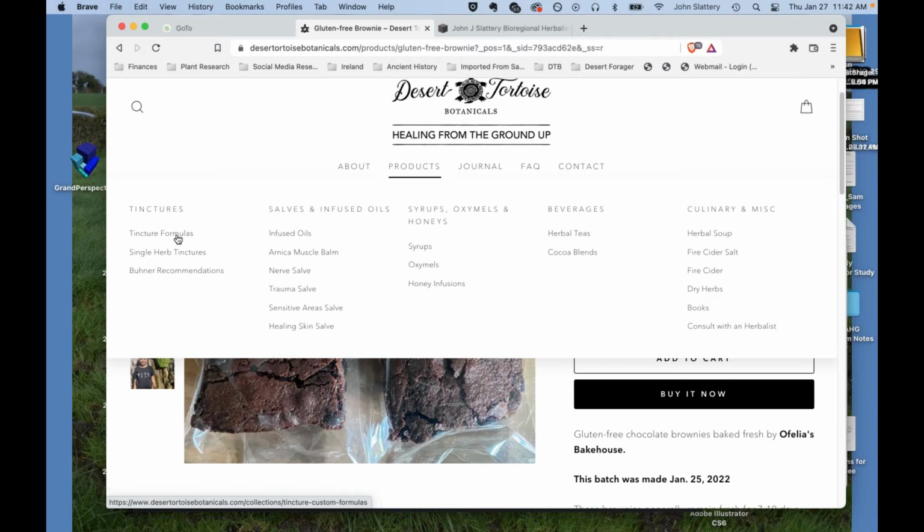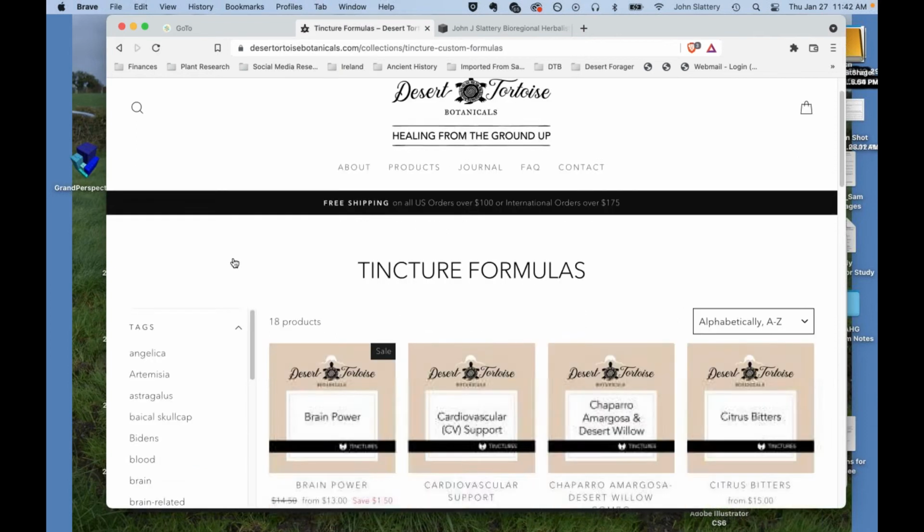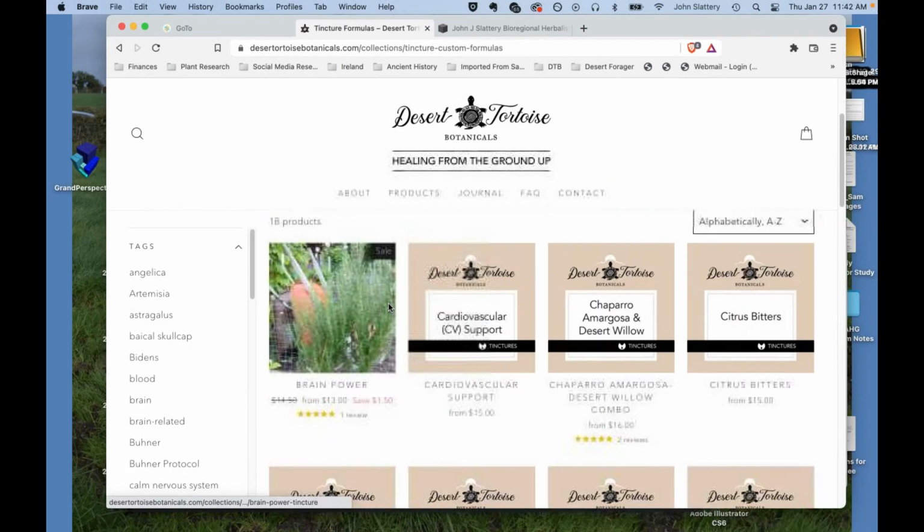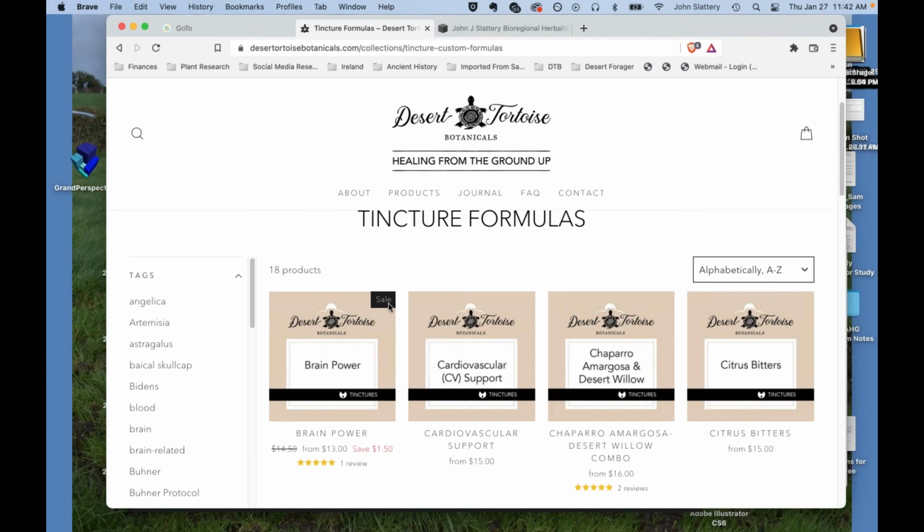Those are available for a limited time if you'd like to include that in one of your orders. What we're going to look at today are tincture formulas. So in this tincture category, it's the top section. And if we click on there, it'll show us all of the 18 tincture formulas currently available.